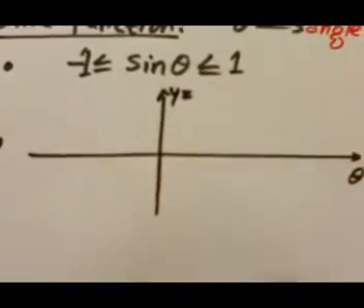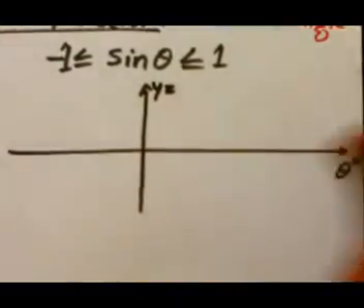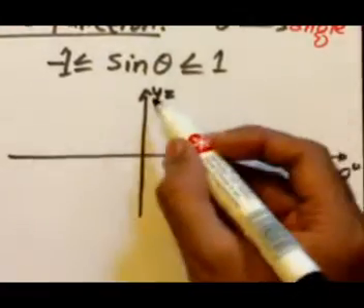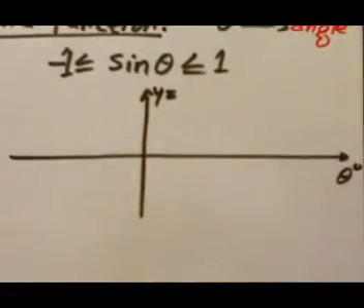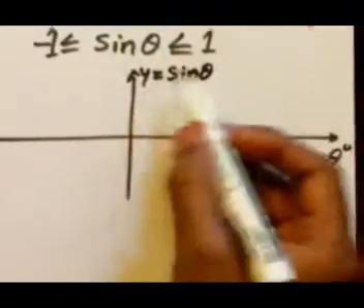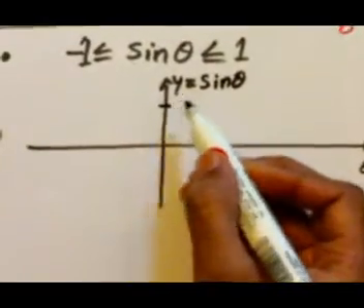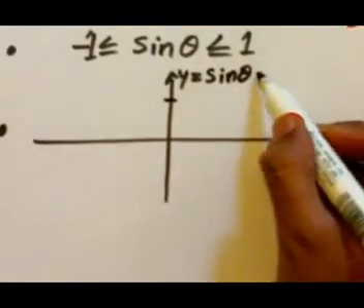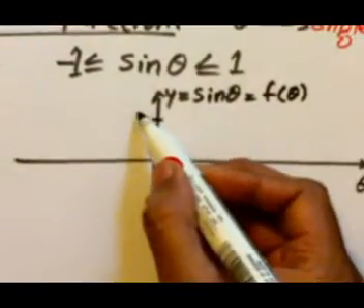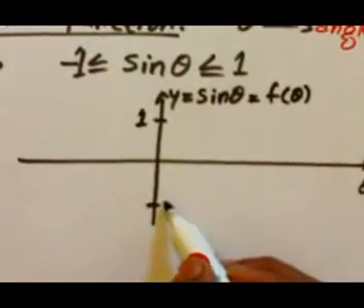If you have not attended my function lesson, I'll upload another video regarding functions, but if you know functions, you know that y is the range and x is the domain. So here I'll call y as sine theta. This is the range of the function. So y equals sine theta is basically f of theta. The function's range is from +1 to -1.